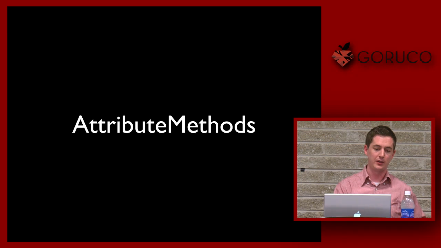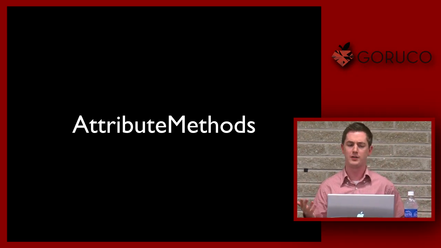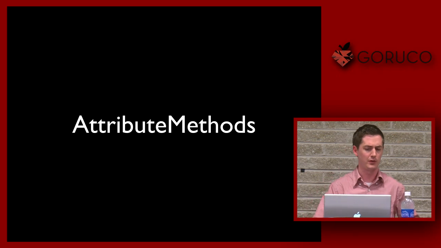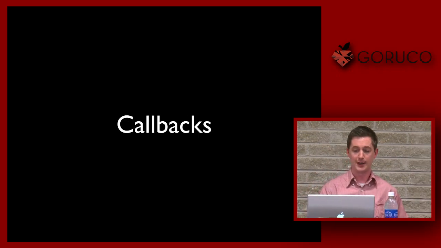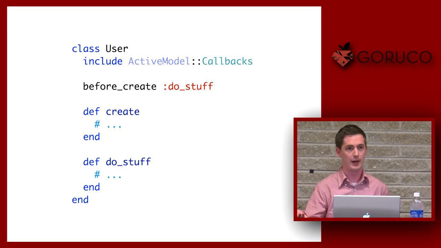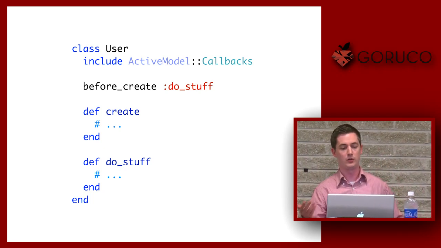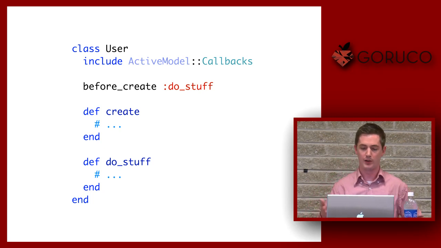Attribute methods, which add some helpers for doing prefixes and suffixes to methods, which I think is kind of boring. Callbacks. So you can do something like this. If you have a user class, you just include ActiveModel callbacks, and then you can do stuff like before create and after create or after save or whatever.